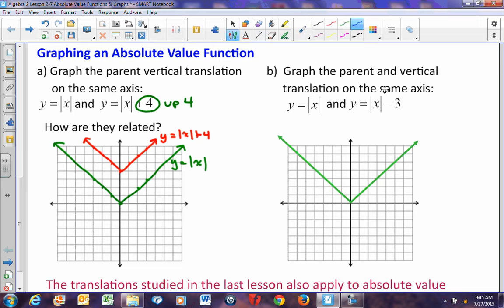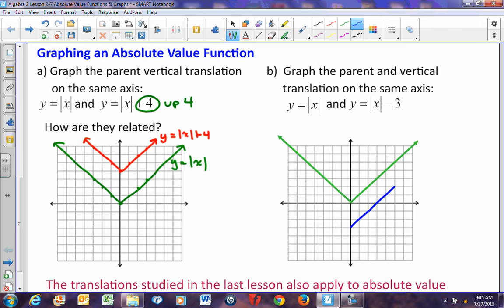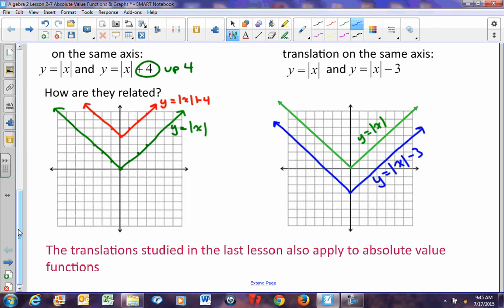Now, if I was to do the absolute value of x minus 3, we're going to go down 3 units this time. So on this particular one, let's make 1, 2, 3, and make a straight line. So then you get this one is y equals the absolute value of x, this one is y equals the absolute value of x minus 3. So it follows the same rules as the previous lesson did. The translations of the previous lesson also apply to all your absolute value functions. So once you can graph your absolute value functions, it's actually pretty easy to be able to translate them.